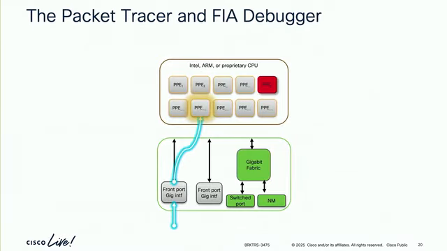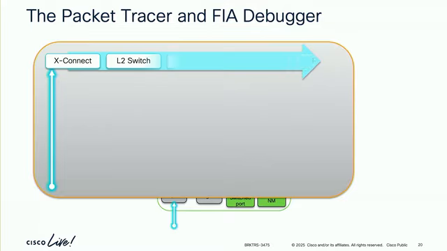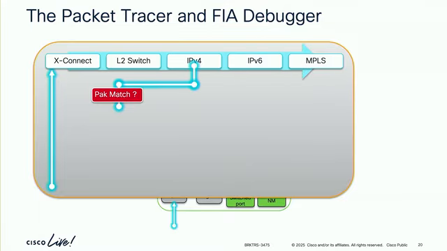Okay, so now, how do we debug that? Because that's why we're here. The cool thing with the FIA is that we worked with our developer to add a certain feature which we call the packet tracer. And this is how it works. So once again, a packet enters. I am assuming an IPv4 packet.